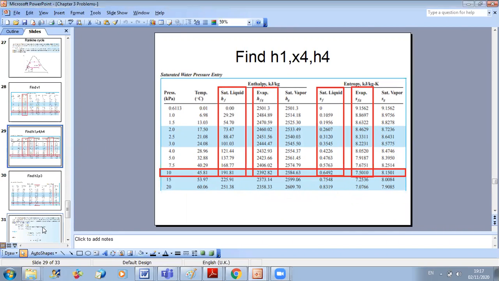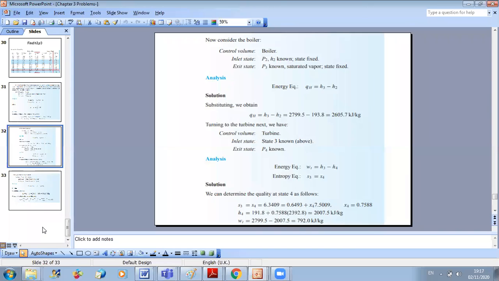Okay, so now going back to my problem. Okay, here I was at the boiler. I calculated H3. I found H3 from the table. I can calculate Q input in my boiler. Now, next stage is to go to my turbine. Okay, so for my turbine, I know state 3, and I know the pressure, and I want to find state 4. So to know the work produced by my turbine, I need to get H3, H4. So my work done by my turbine is H3 minus H4.